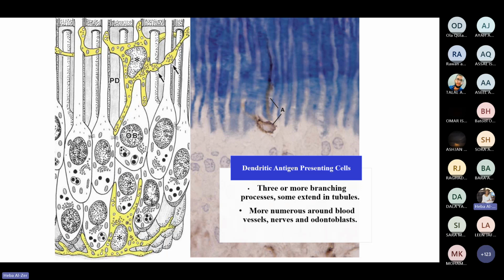The dendritic antigen-presenting cells are branching cells. As you can see, they are in close relationship with the odontoblasts. They lie beneath them, between them, and they sometimes extend their processes inside the tubules, and when there is an insult or an injury, they extend their processes deep inside the tubule, as you can see in this histological section. This is a special stain to show you these beautiful dendritic antigen-presenting cells.